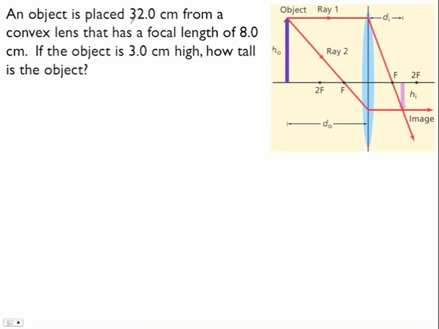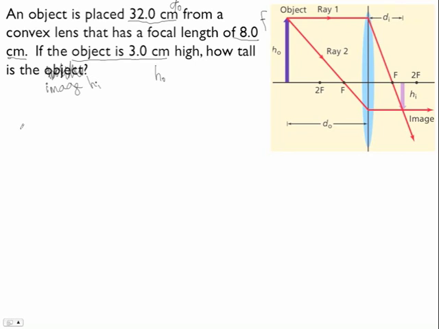Now, we've got the same thing. We've got our object placed 32 centimeters from a convex lens. That's our DO. We have a focal length of 8 centimeters. That's our F. And now they're telling us that the object is 3 centimeters high. So this is the height of our object. And we want to know how tall is the image. And that's going to be our HI.